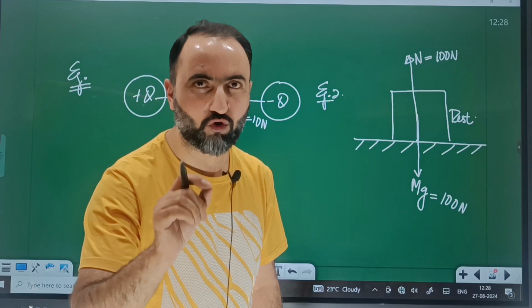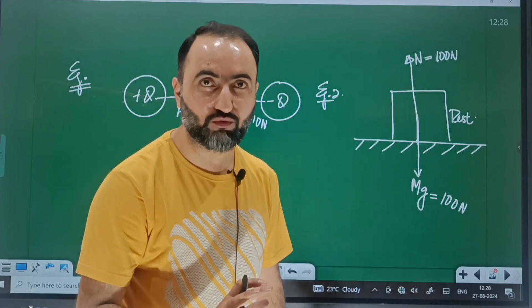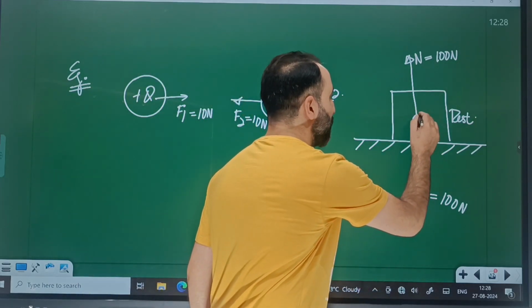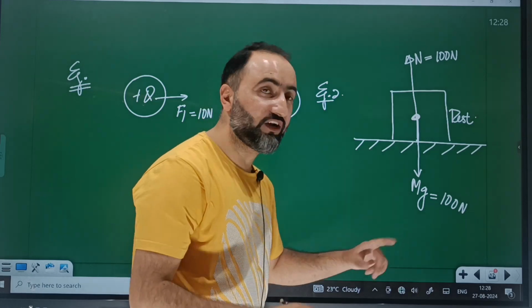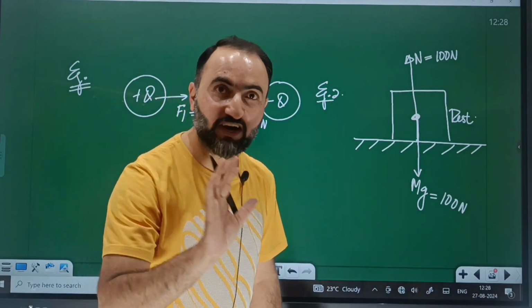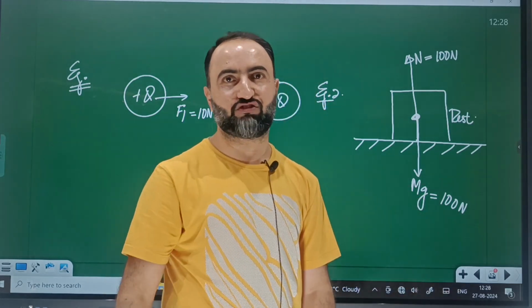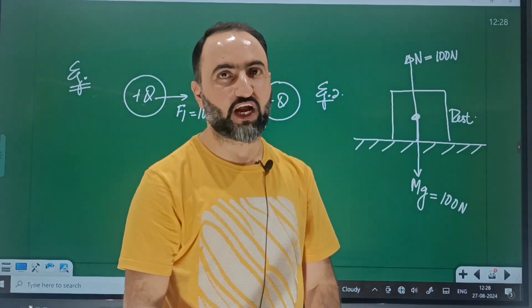A completely wrong explanation. These don't form an action-reaction pair. They are equal, they are opposite, but they don't form an action-reaction pair. Reason number 1, they act on the same object. They act on the same object. Normal reaction is on the block, weight is on the block. They don't form an action-reaction pair. Number 1. Number 2, they are of different nature. Normal reaction is of one nature and weight is of another nature. A normal reaction is a contact force and a weight is a non-contact force.